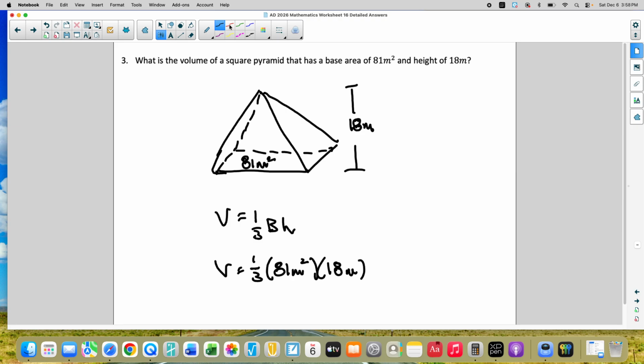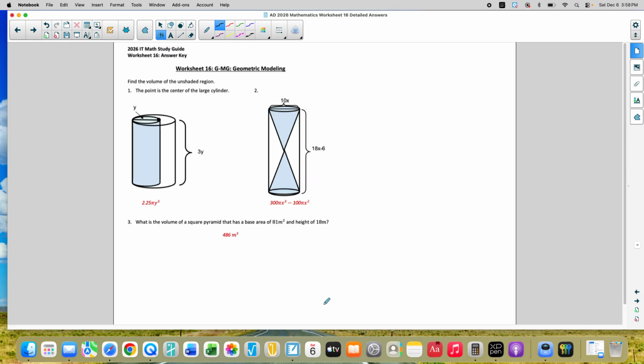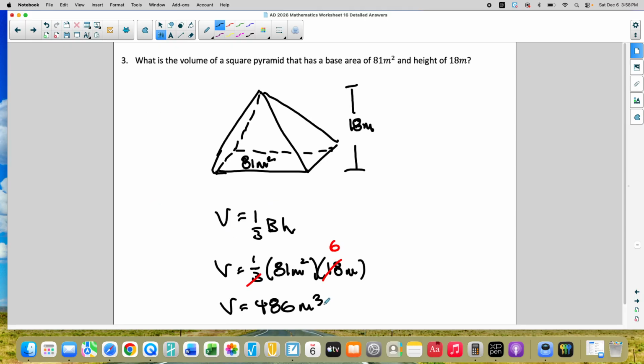I'm going to cross cancel this time. That's going to give me 6. 81 times 6. Volume equals 6 times 8 is 48. 6. Did I do that right? Yeah. 486 meters cubed. All right, that I at least did efficiently. Yeah, that's a kind of silly problem. That's more like worksheet 15. All right, good luck.